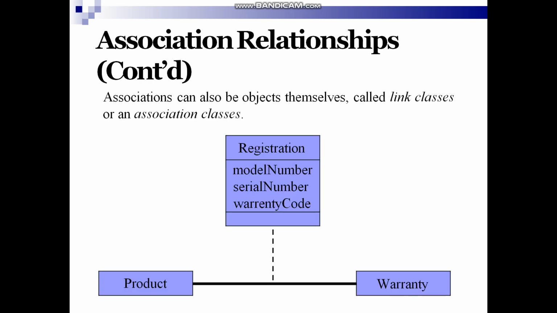An association can also be an object itself, called a link class or association class. This is an example of this particular link attribute. Product warranty: each and every product has a registration number. This registration number consists of a model number, serial number, and warranty code. This is the link attribute which is linked. This product is linked with registration and it gives a particular warranty of this product.